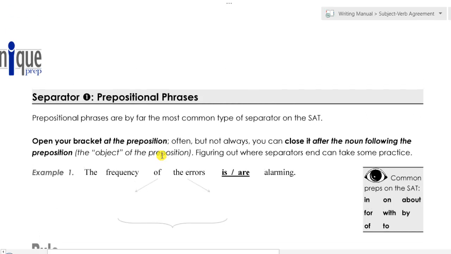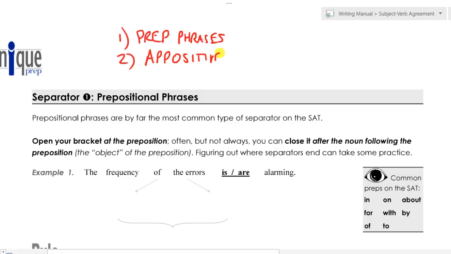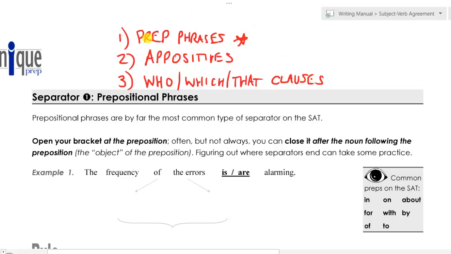So let's talk about our separators. I'm going to just list them right here. The three separators: number one, prep phrases. Number two, appositives. Don't be scared by that terminology. I'll explain to you what an appositive is. And the third separator, who, which, that clauses. So prepositional phrases are by far the most common. We're going to start with those.